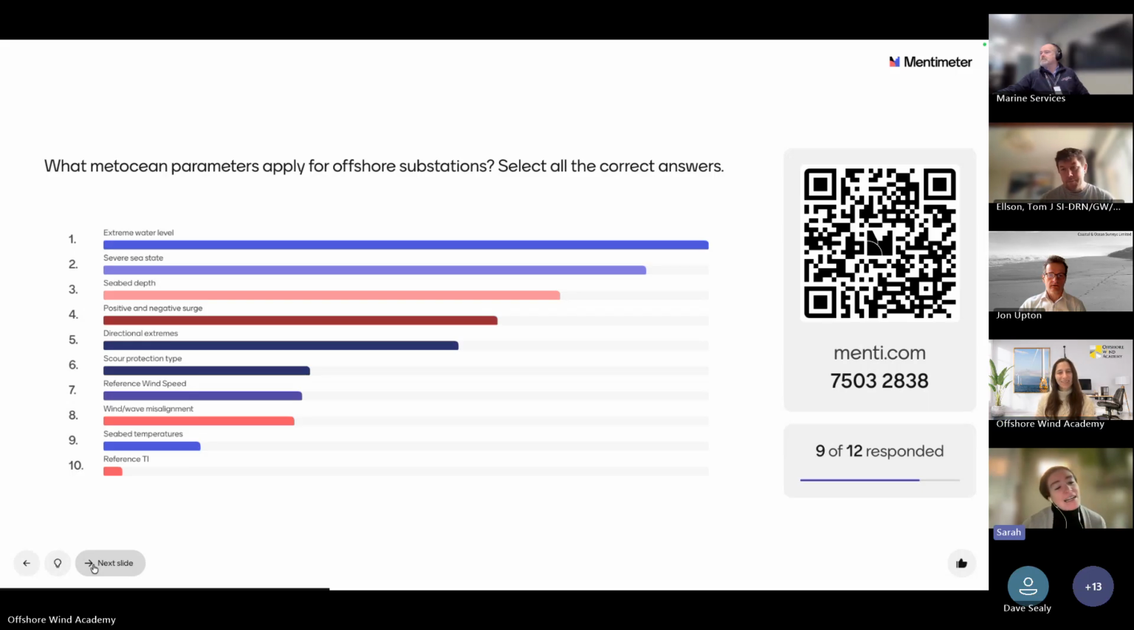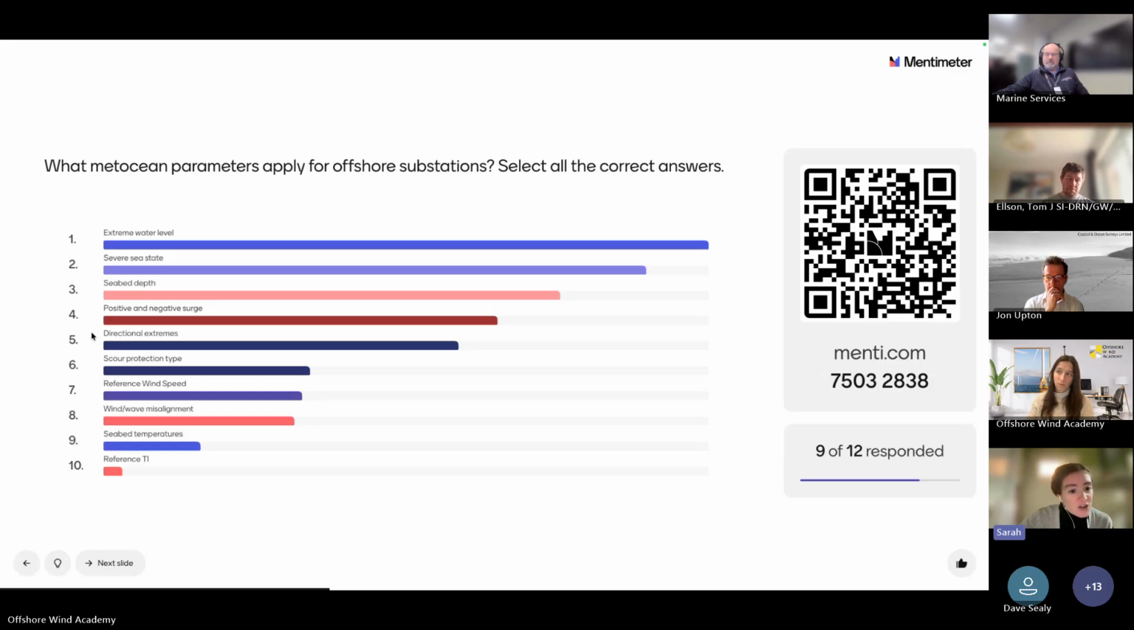Let's see. So indeed, reference TI is not important. Reference wind speed is also not important for offshore substations, because the top of the substation is going to be much shorter than your wind turbine itself. You will have to have a wind speed, but reference wind speed is a very specific parameter calculated for turbines, and you're talking about your 50-year extreme wind, which is very different than the average wind, say at 100 meters at the top of your tower. And indeed, directional extremes are much more important for offshore substations than for foundations.